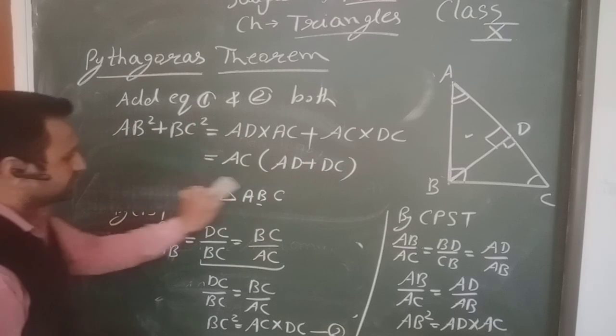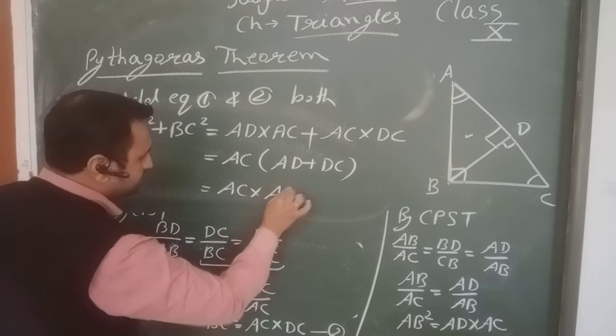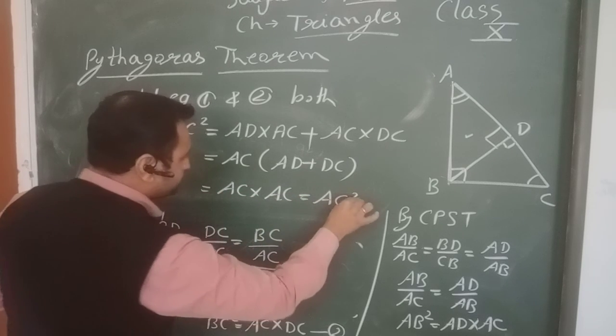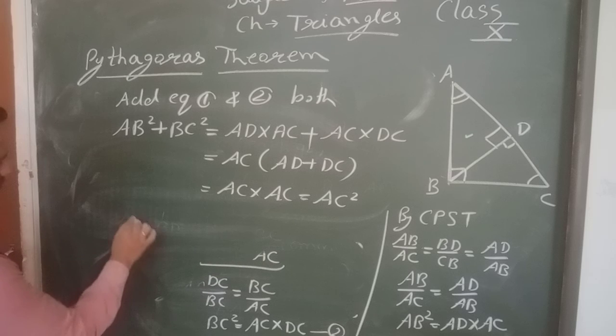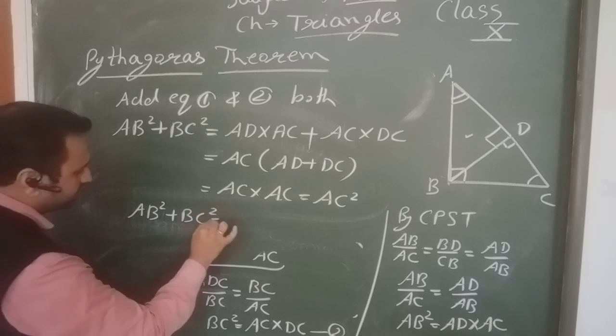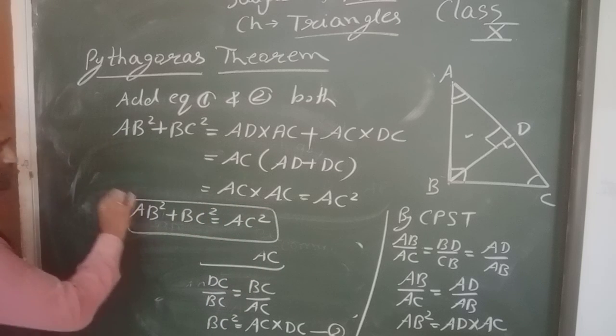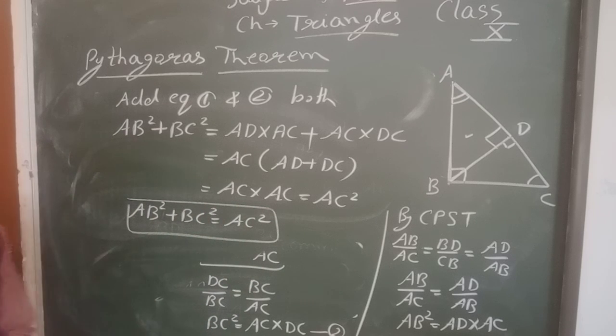And what is the addition of AD plus DC? Yes, AC. So it is AC square. So finally AB square plus BC square equal to AC square. So it is the proof of the Pythagoras theorem. So I showed the proof of the theorem, it is clear.